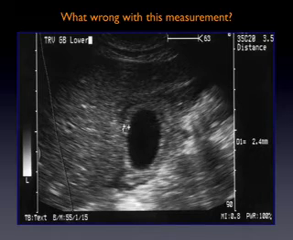So what's wrong with this measurement? Well, you can see the calipers have been placed on what the sonographer thinks is the wall of the gallbladder. My argument would be that you need to measure a little bit further out, because this is indeed a thick gallbladder wall in a patient who ended up having cholecystitis.